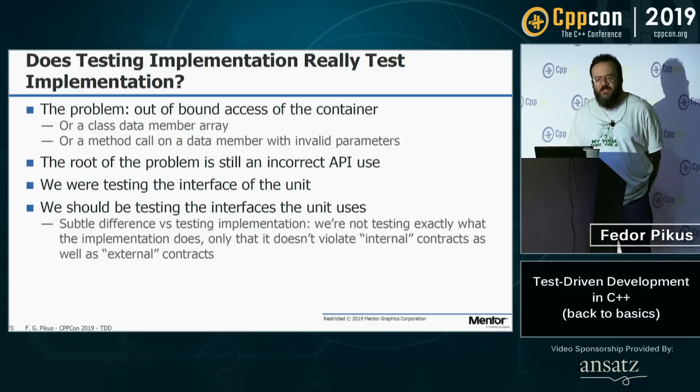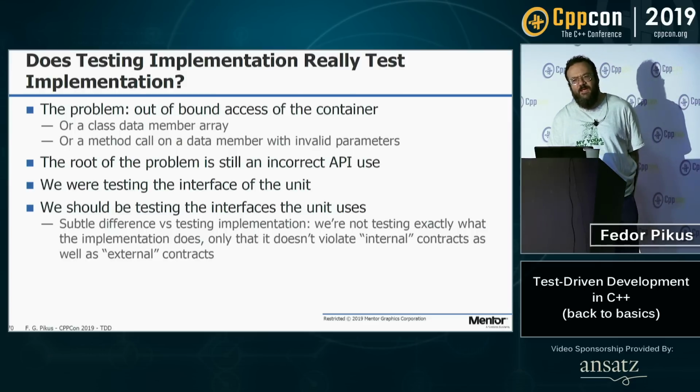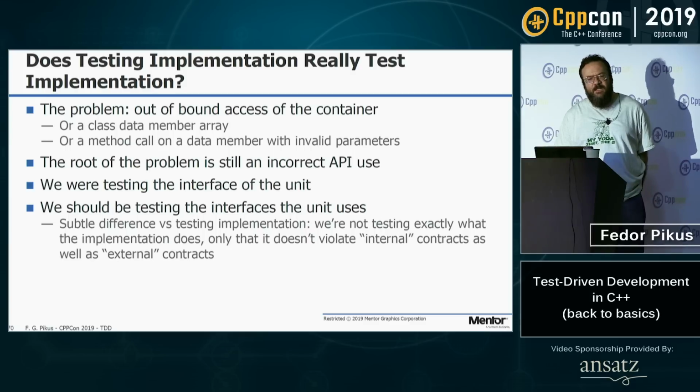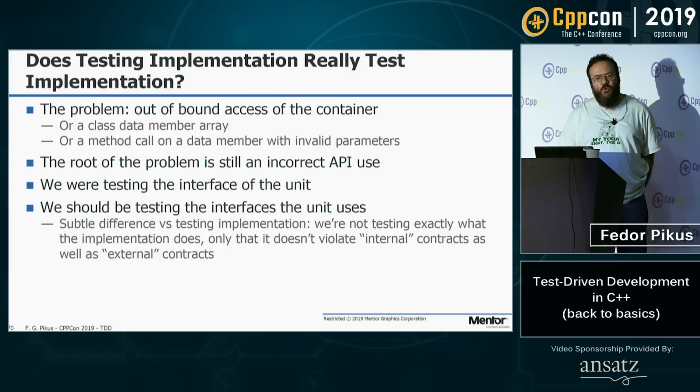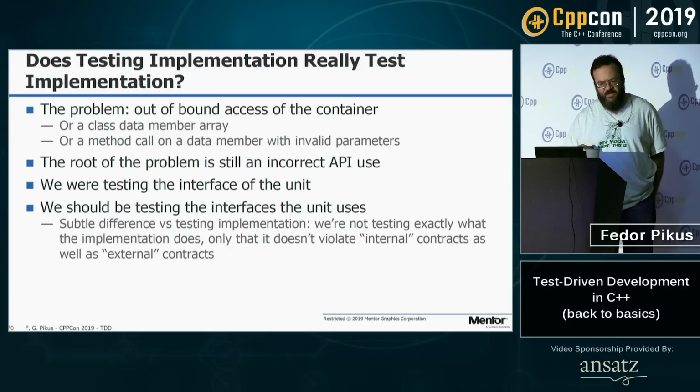We had an out-of-bound access on the container that wasn't visible through the public API. Well, it actually was visible through the public API, just not the public API we were testing. It's still an invalid use of the API, but it's an API of the container, not the API of the class that we were testing. And that observation suggests that in addition to testing the interfaces of the unit that you're testing, you should also be testing from the inside. You should be testing that that unit makes valid use of the interfaces it is accessing.